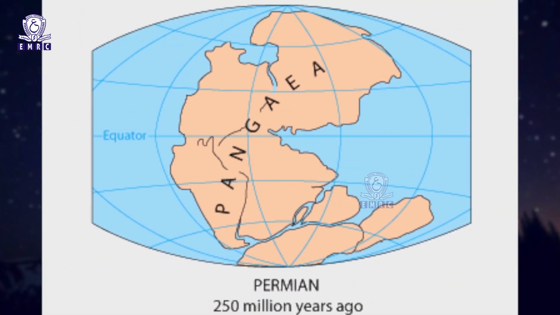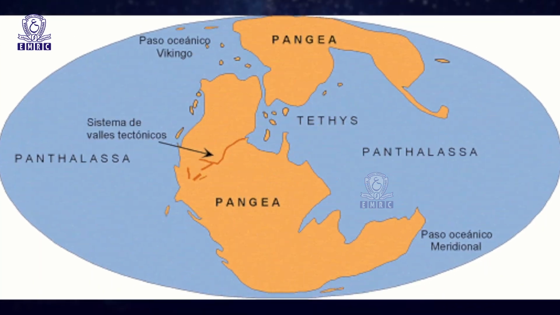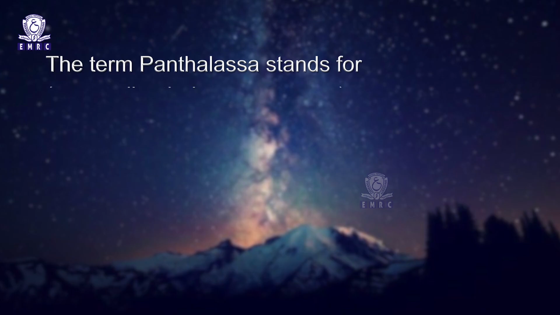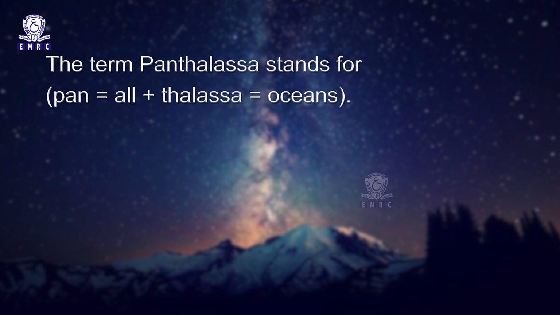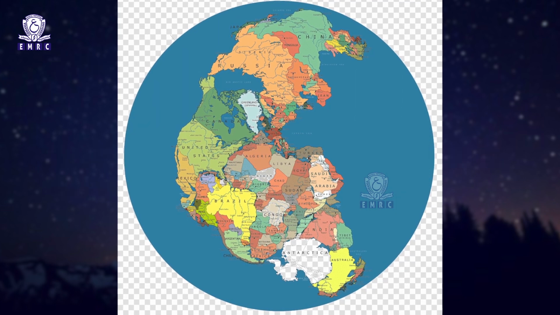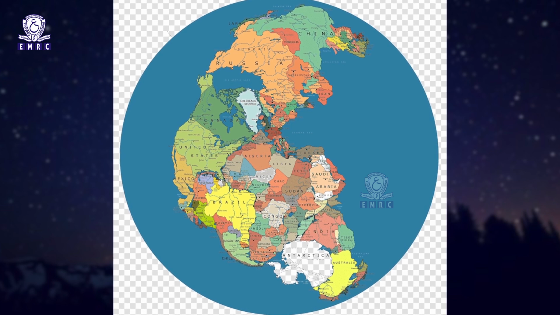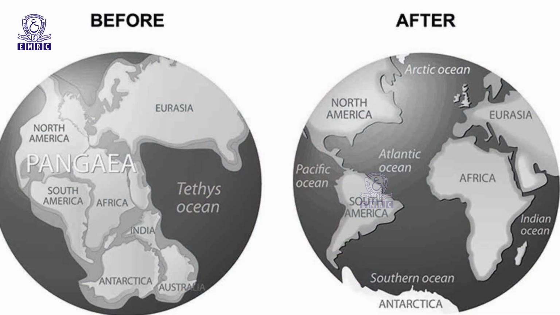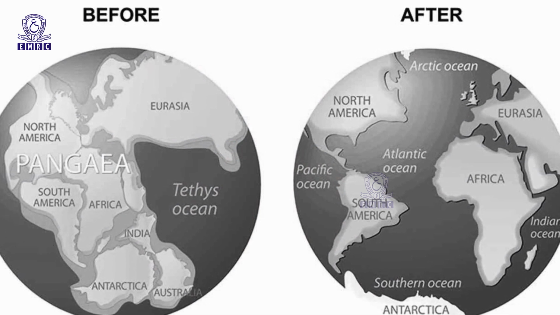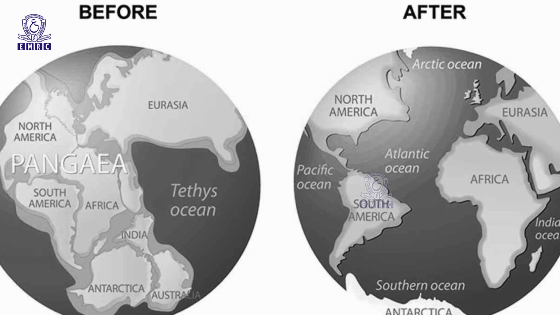Pangaea was surrounded on all sides by an extensive mass of water or ocean called Panthalassa. The term Panthalassa stands for pan meaning all and thalassa meaning ocean. It is the primeval or primitive Pacific Ocean which encircles Pangaea from all sides. According to Wegener, Pangaea started breaking up in the various geological periods, and the present shapes and the relative positions of the continents are the result of the fragmentation of Pangaea.